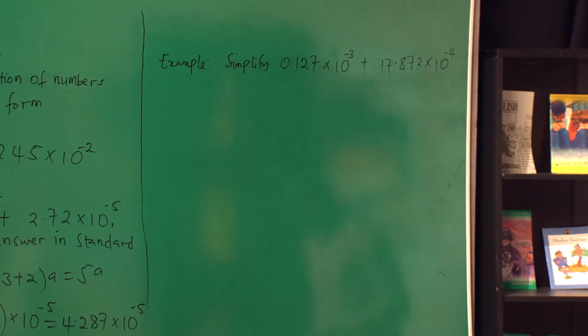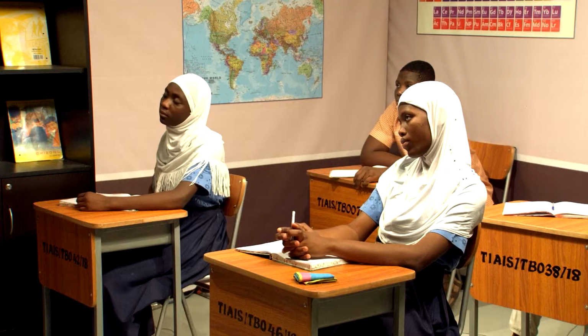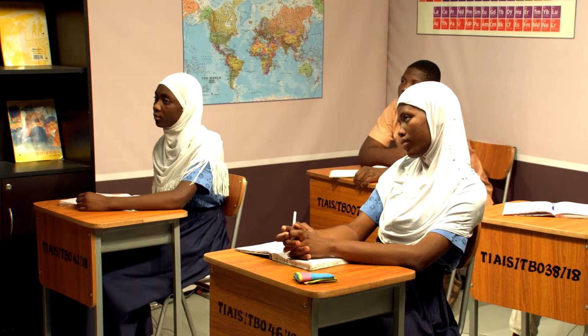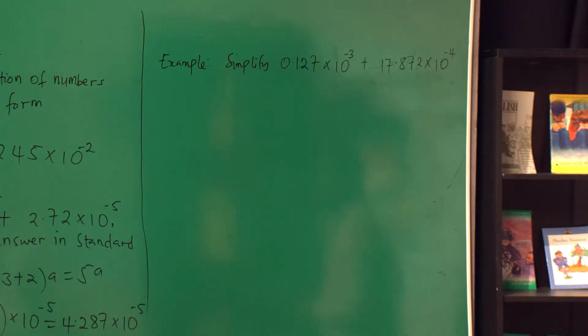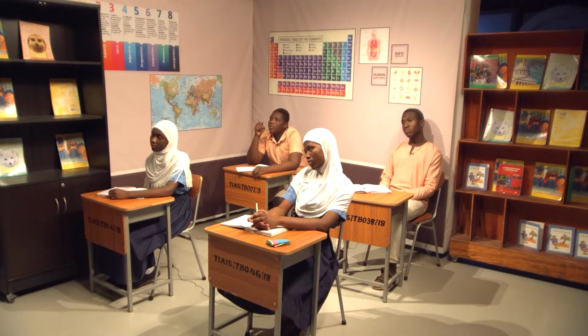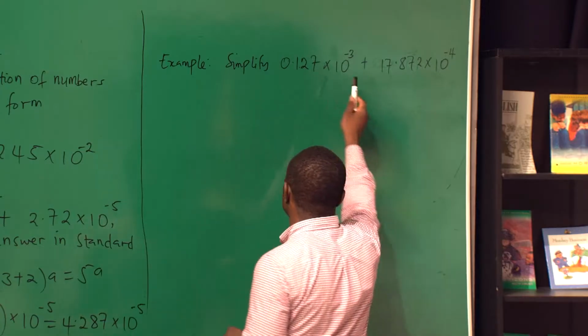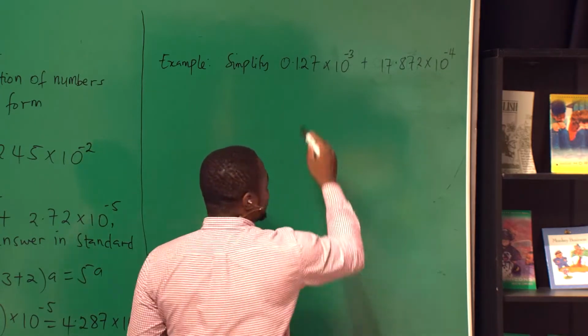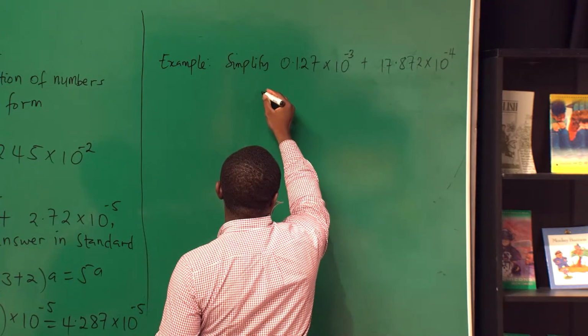Okay, so Hikma, look at it very well. Will it be easier changing the first one to look like the second, or changing the second to look like the first? The first one. So how do you do that? You move the point to the non-zero digit. How many times? Once, to the right side. So the first term is 0.127 times 10 exponent negative 3. Let's move the point. We are going this way.